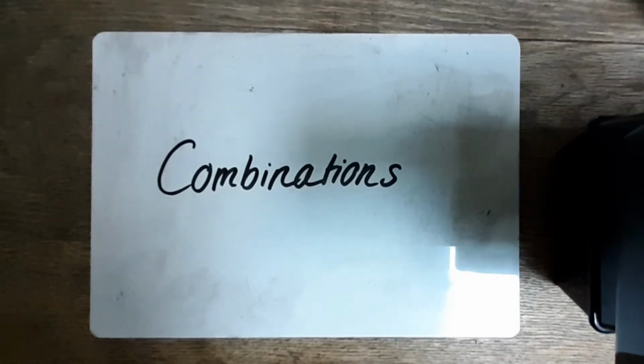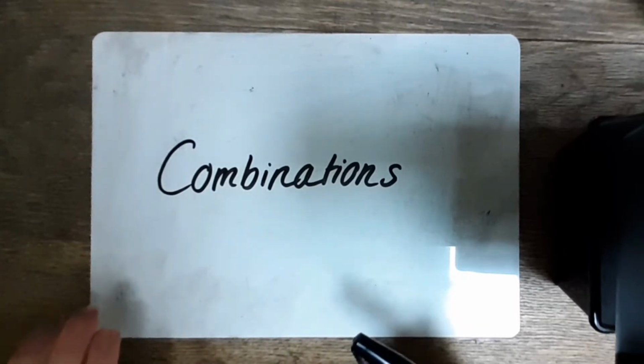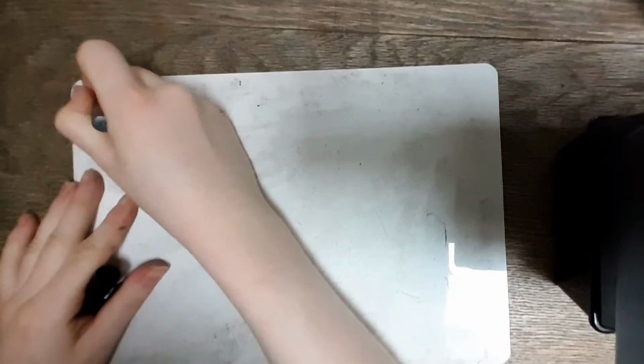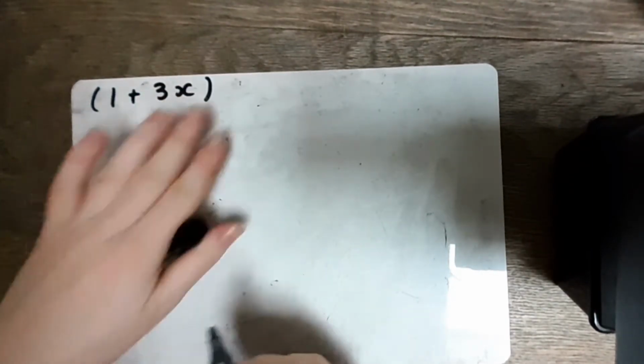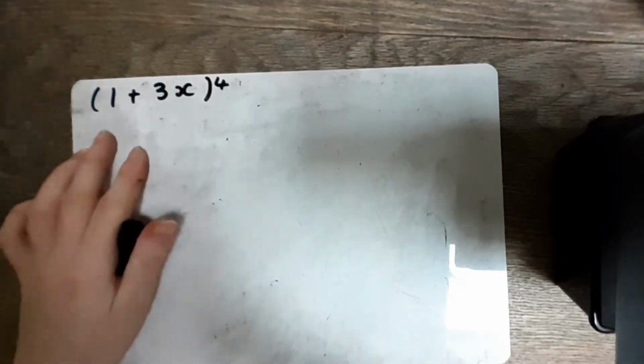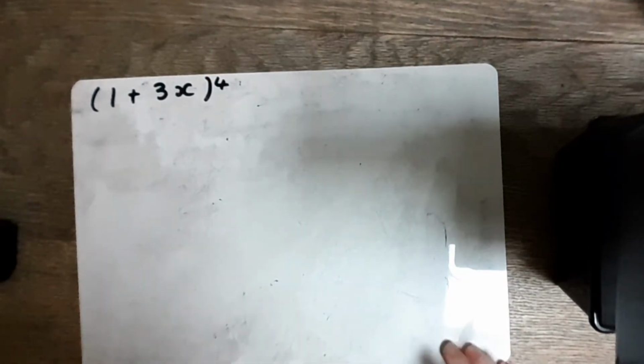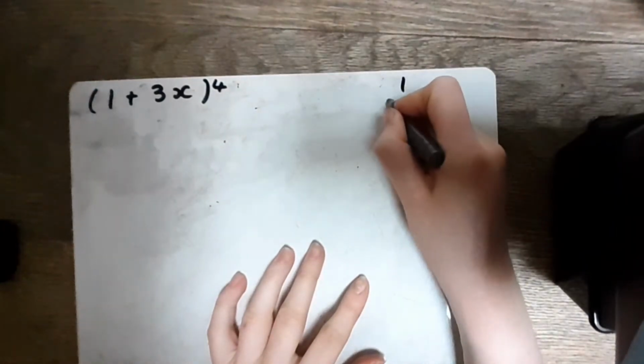Hi there! So what I thought we would cover today is a question of combinations. So our question is 1 plus 3x and all that whole bracket to the power of 4. So to start with, I'm going to refer back to my Fibonacci triangle, so I'll draw it out here.